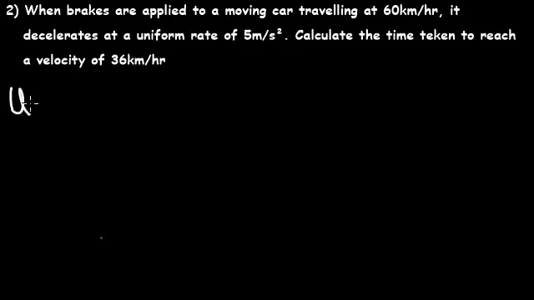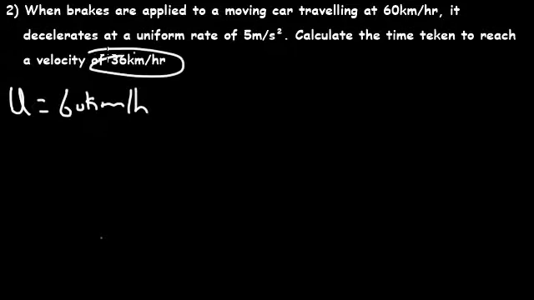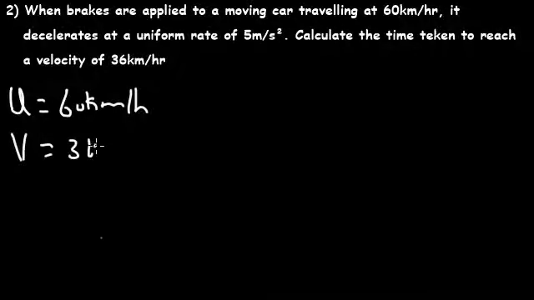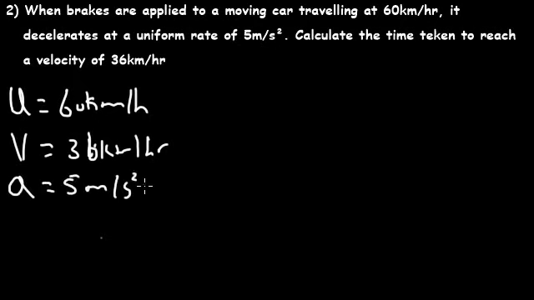You understand? So the value of u, which is the initial velocity, is 60 km per hour. Now, when the brake is applied to it, at the end of the day, the velocity decreases to 36 km per hour. You understand? That is, the goal is just to find the time taken for this decrease in velocity. So the final velocity v is now 36 km per hour. Now we are given the rate of the deceleration. That's 5 meters per second squared. So a is equal to 5 meters per second squared.